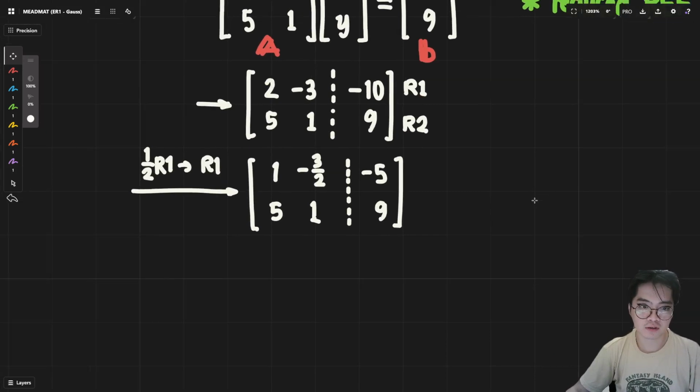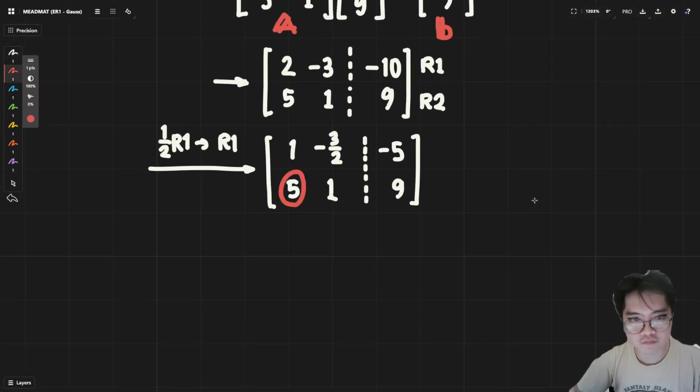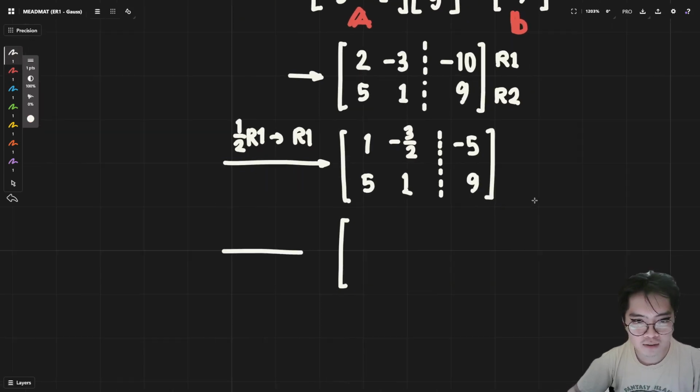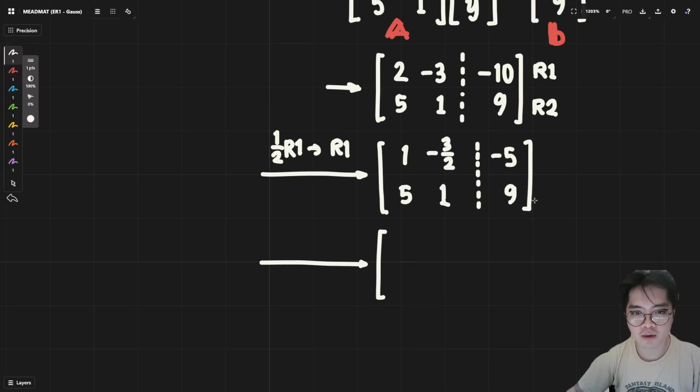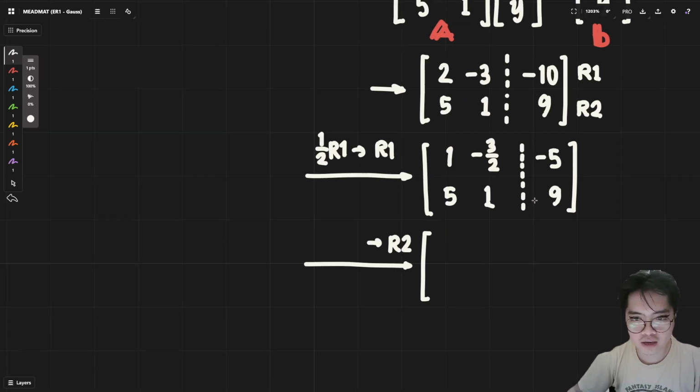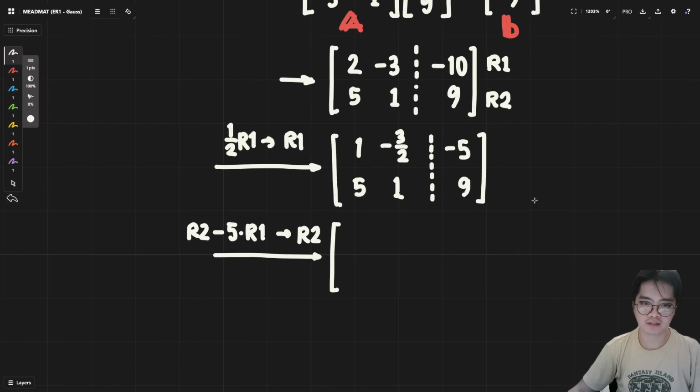Next, what I will do now is I will remove this 5. How do we remove that 5? I will now log my change in here. I will now be changing R2. What I will do for R2 is R2 minus 5 times R1. R2 minus 5 times R1. Okay, why is it 5 times R1?